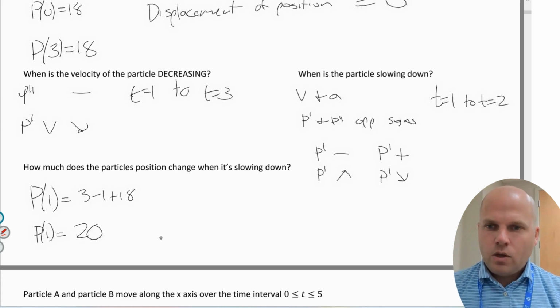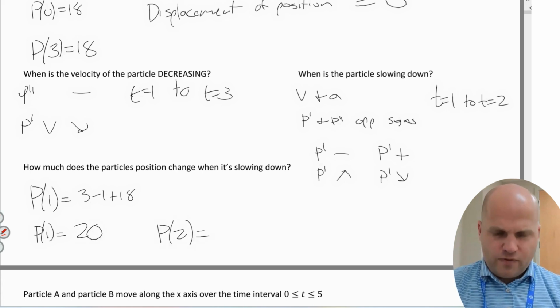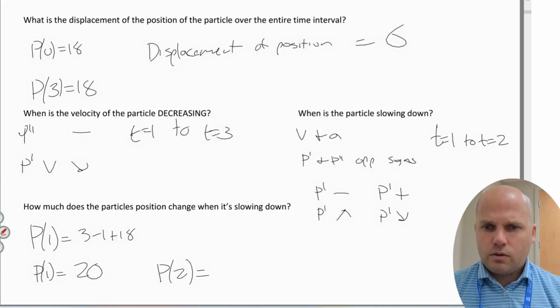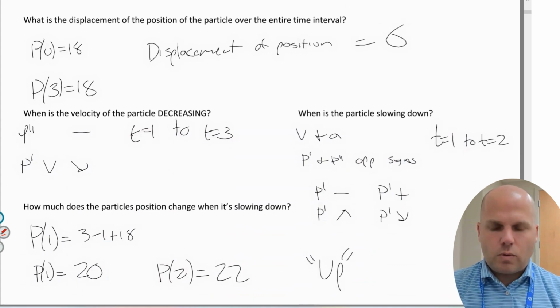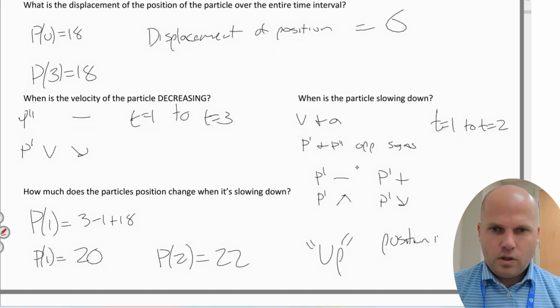My position at time 2, did I find that? Was 22. Great. Which means I went up, or my position increased, two.